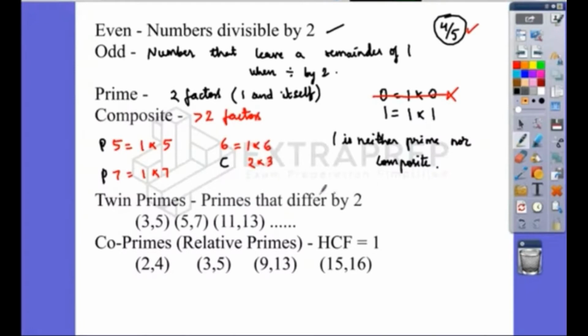Okay. Then let's talk about twin primes. Twin primes are primes that differ by 2. They should definitely be prime numbers that differ by 2, like 3, 5, 5, 7, 11, 13, etc. These are twin primes. Now coming to co-primes, this is very important. I've put a star mark there. Co-primes can also be called relative primes, and the definition goes like this. Two numbers are said to be co-prime if their highest common factor or GCD is 1. Okay, highest common factor should be 1. So two numbers are said to be co-prime if their highest common factor is 1.